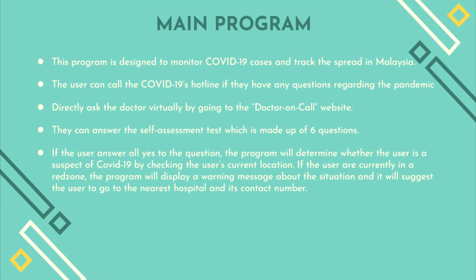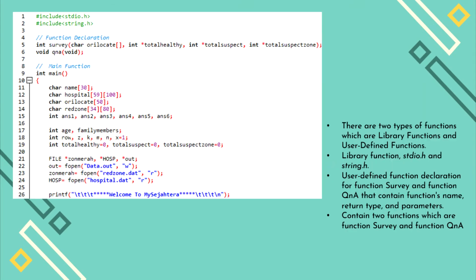If the user answers yes to all the questions, the program will determine whether the user is a suspect of COVID-19 by checking the user's current location. If the user is currently in a red zone, the program will display a warning message about the situation, and it will suggest the user go to the nearest hospital and give its contact number so that they can easily take action. The coding for the program starts with some declarations. Before the main function, we declare all the functions included in this program at the top of our coding.